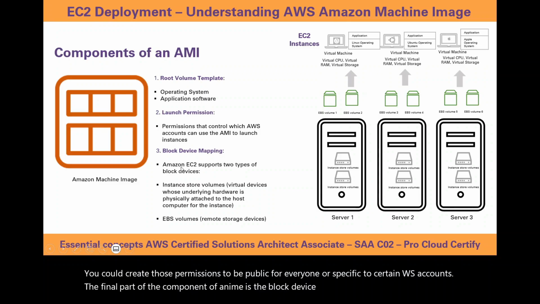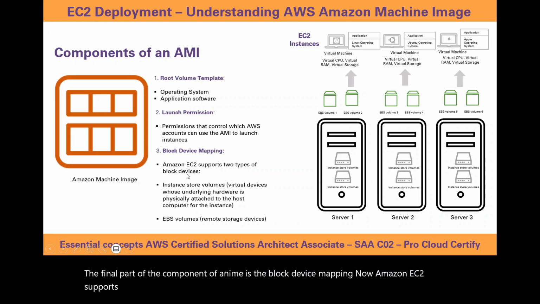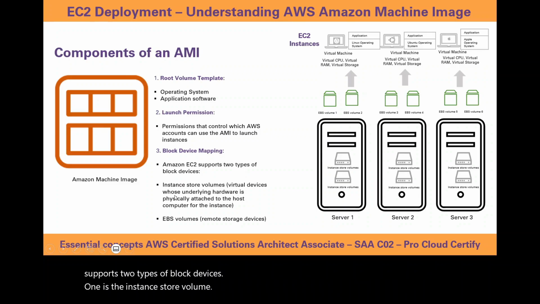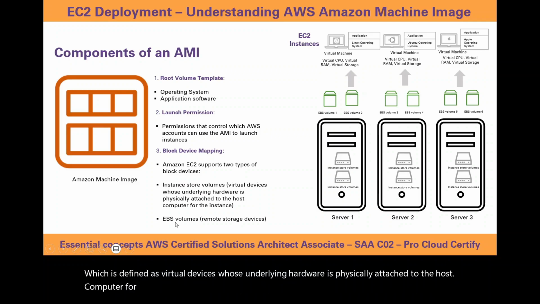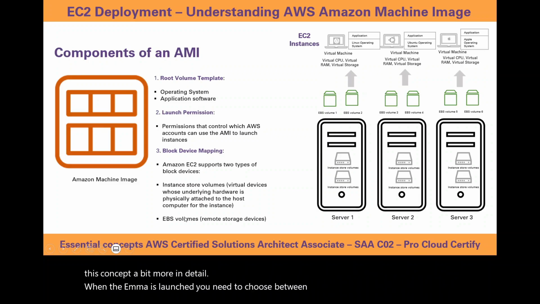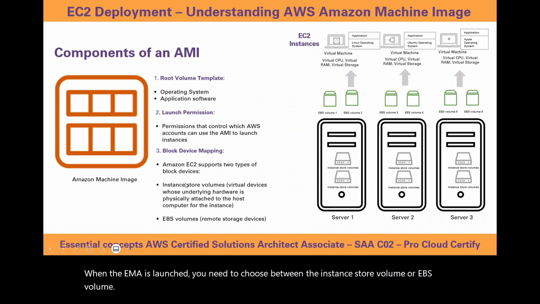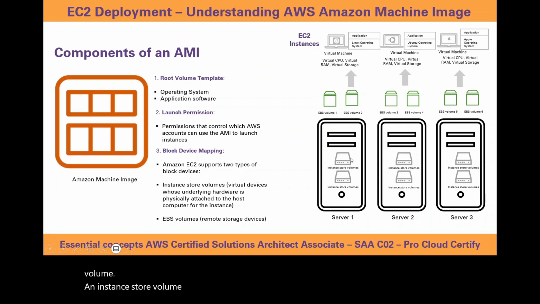Now, Amazon EC2 supports two types of block devices. One is the instance store volume, which is defined as virtual devices whose underlying hardware is physically attached to the host computer for the instance, or EBS volumes, which are remote storage devices. Now let me explain this concept a bit more in detail. When the AMI is launched, you need to choose between the instance store volume or an EBS volume. An instance store volume is basically a block storage volume that is physically attached to the hardware.